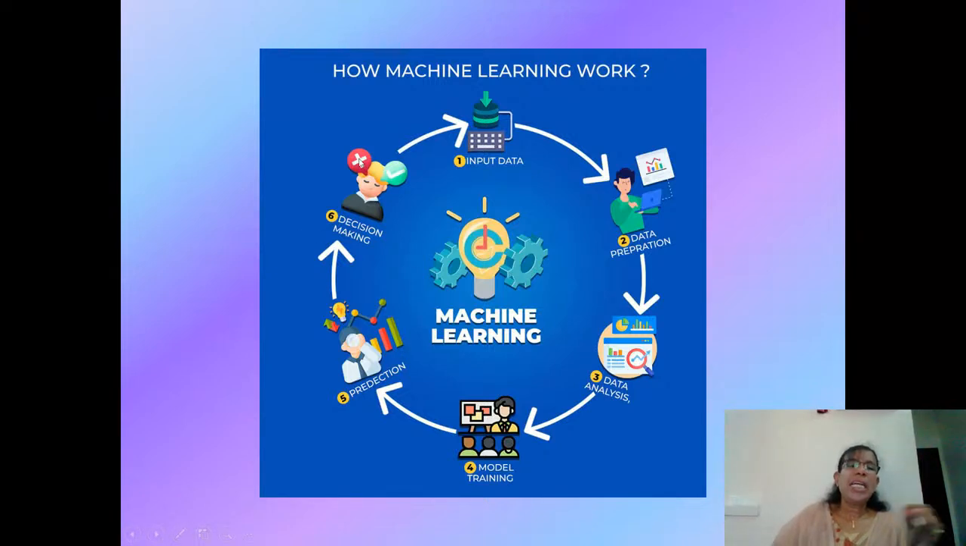Okay, so then decision making. So after taking the decision, if it has not performed correctly, then again it will be given to the machine, and then again the cycle will continue. So like this, the machine learning algorithm will work.